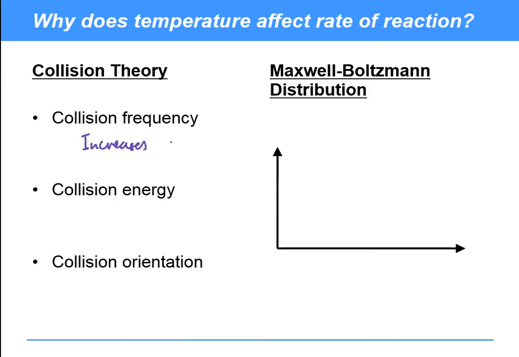And actually, the collision frequency will increase as T, essentially the square root of temperature. The collision energy is also going to increase substantially. And actually, it's this that is the most significant factor, the collision energy. So collision energy increases. That means any given collision is much more likely to be successful if the temperature is high. You're much more likely to provide that activation energy that the particles need at higher temperatures. The collision orientation, no effect.